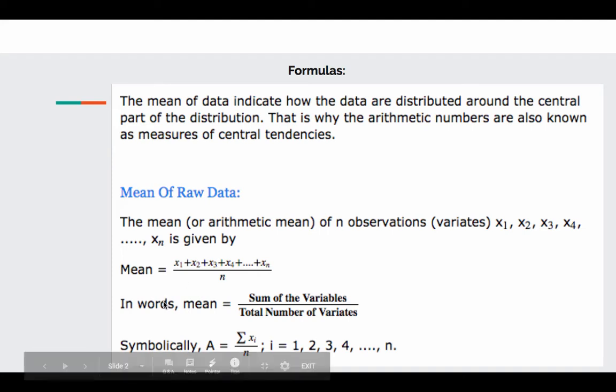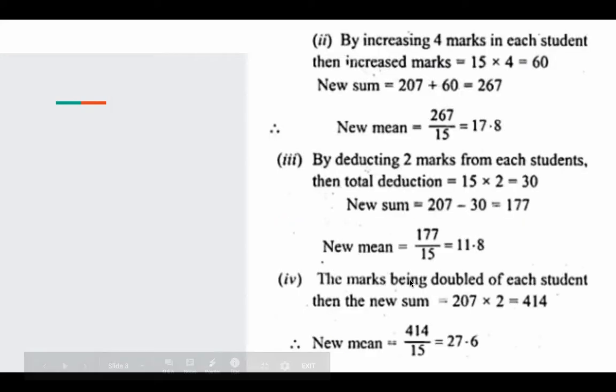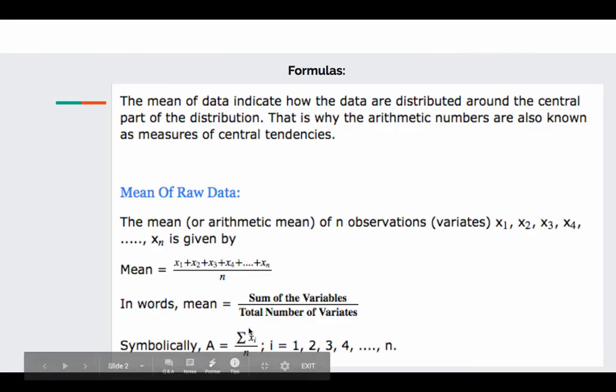Fine. So in other words, I can say that mean is equal to the sum of the variables upon the total number of variables. Or I can say the sum of all observations, which we always use. This is the best formula to be learned. Mean is the sum of all observations upon the number of observations. Clear? This part is fine.